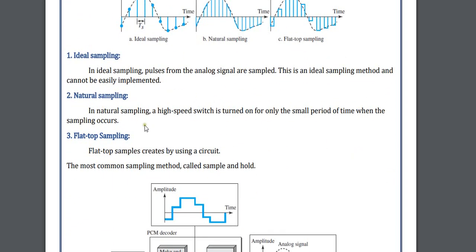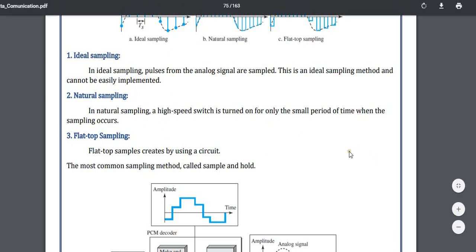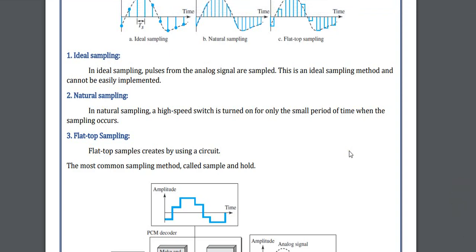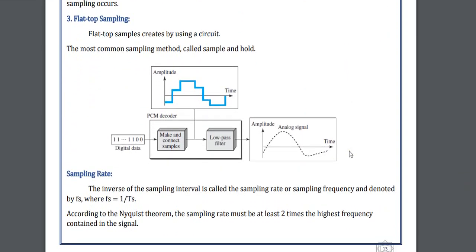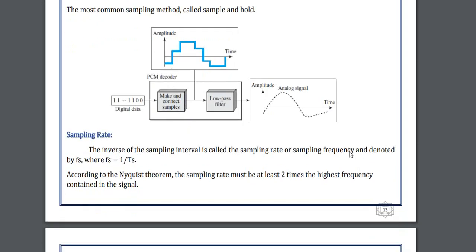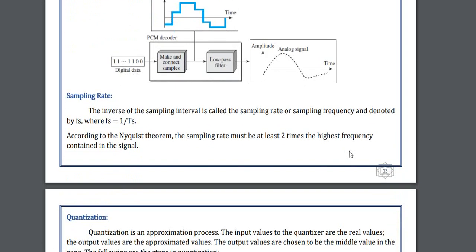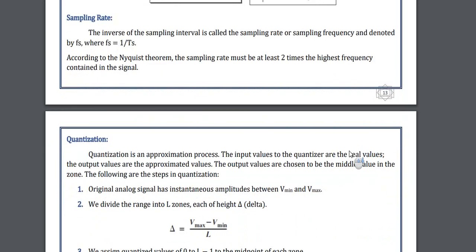Here are some descriptions of those samplings. You can easily go through them in the slide, which I will give the link to in the description below. Now the sampling rate. The inverse of the sampling interval is called the sampling rate, or sampling frequency, denoted by fs, where fs equals 1 over Ts.